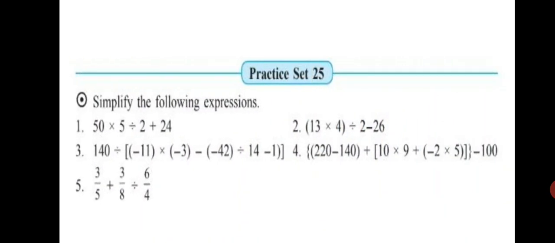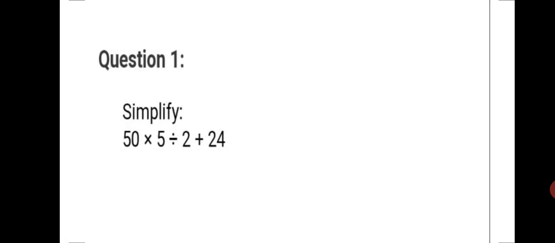So let's start with practice set 25. Simplify the following expressions. You have 5 sums. Let's do them one by one. Question number 1. Simplify 50 into 5 divided by 2 plus 24. Now, this is a simplified expression. You don't have to open brackets here.